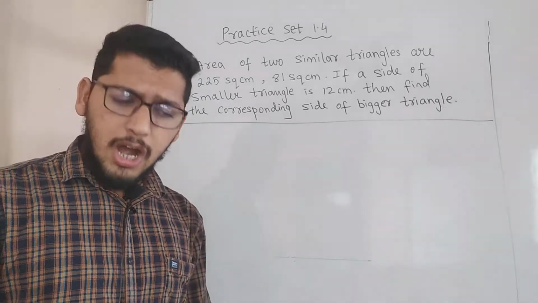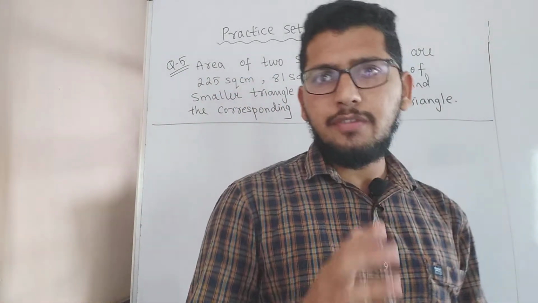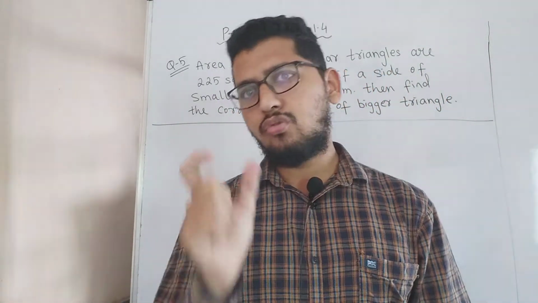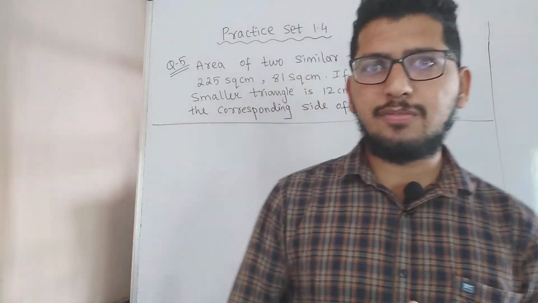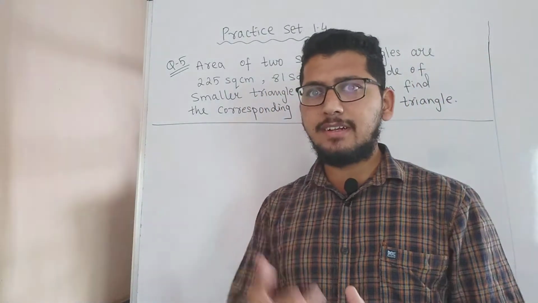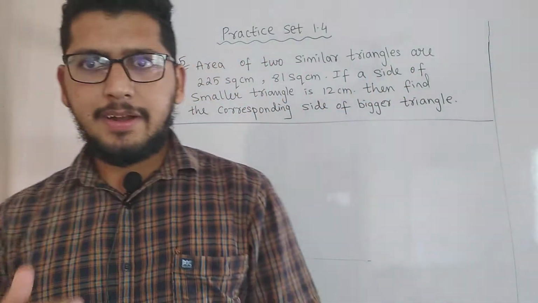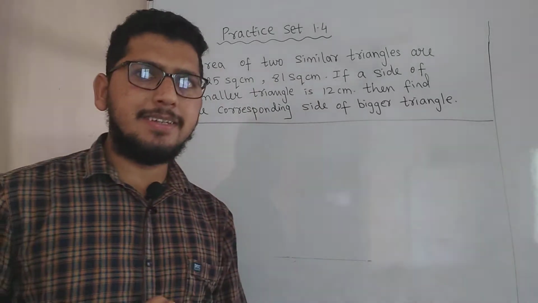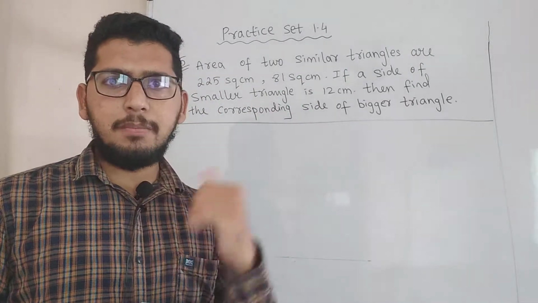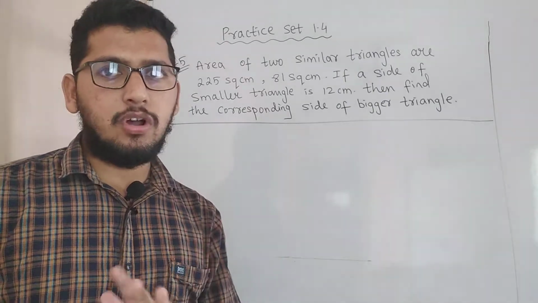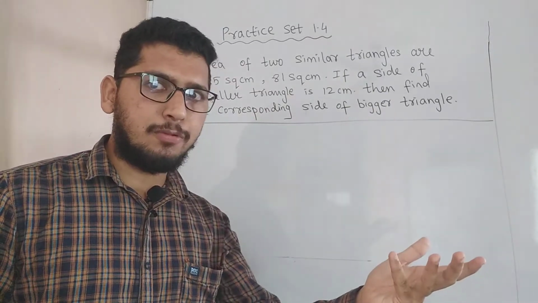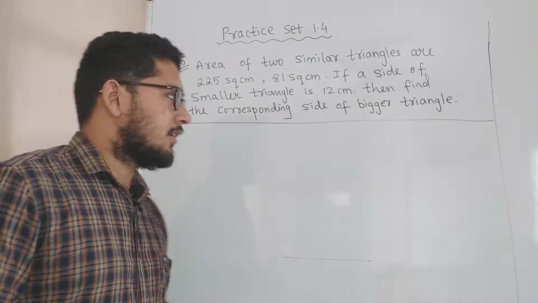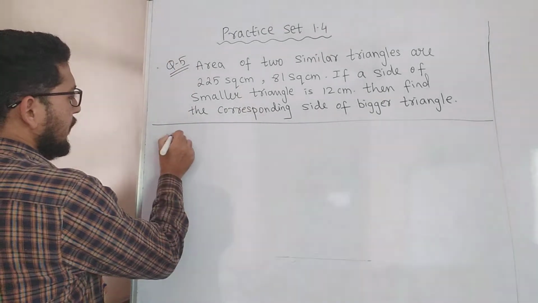So now how to start the example? First of all we have to suppose the triangles. The triangles are not given, only they have stated that two triangles are there, one triangle is bigger and the other triangle is smaller. So we need to consider two triangles. One triangle we suppose is triangle ABC, another triangle we suppose is triangle PQR. Whichever we suppose, one triangle will be bigger and the other smaller. The corresponding side of the bigger triangle will be the bigger side, and the side of the smaller triangle will be the smaller side. So here we'll start the example.